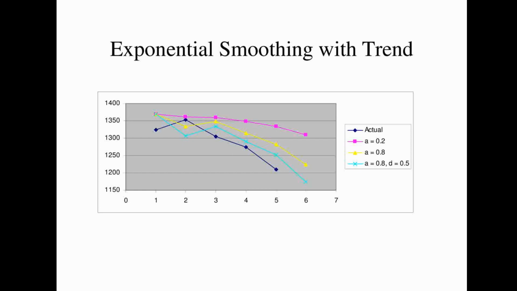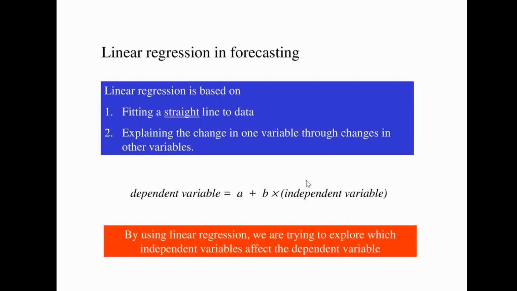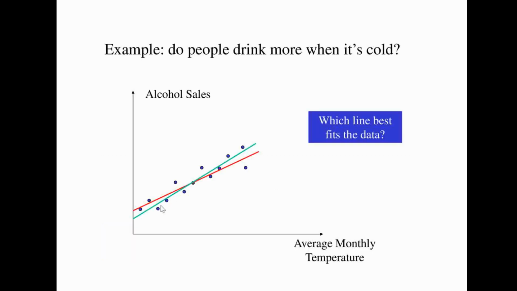So in this graph we can see that if we calculate using trend, we get a more accurate graph which is much closer to the actual one if there is a trend. The next method is linear regression in forecasting.